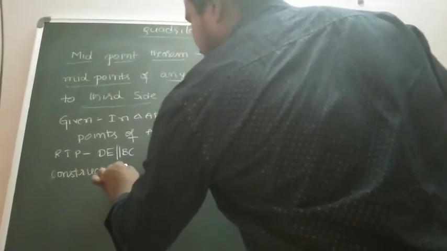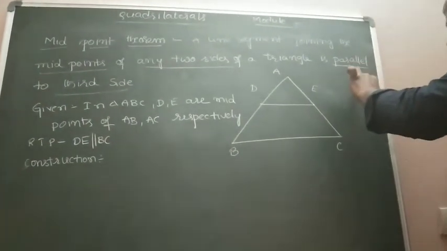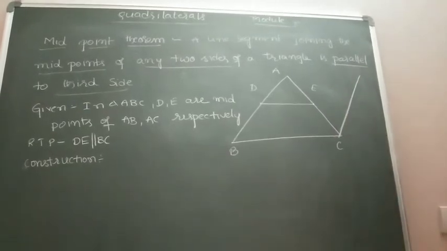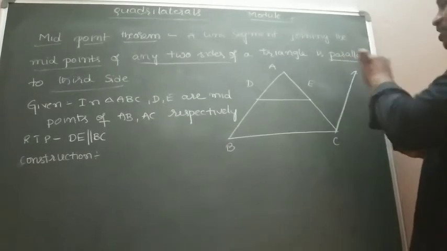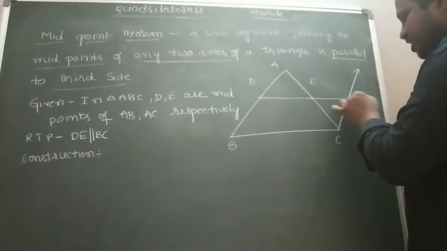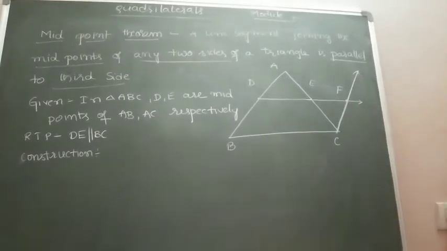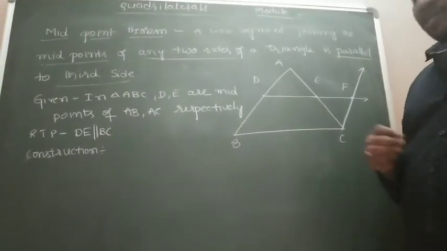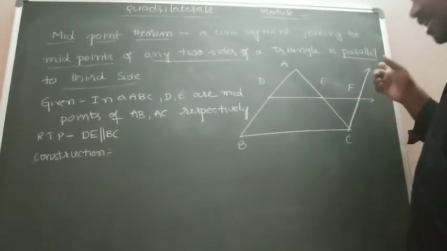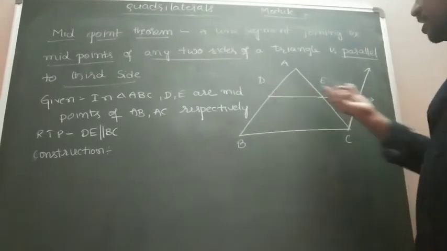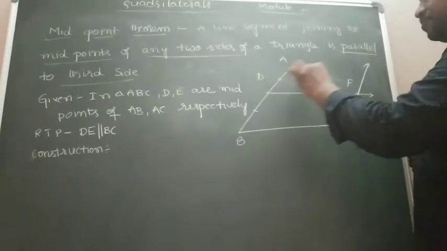See the construction. That construction is, draw a line parallel to BA through C. It meets DE produced at F. Simple question, listen carefully. Draw a line parallel to BA through C. It meets DE produced at F.